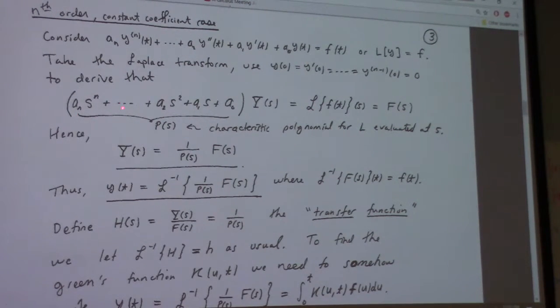The next step is we divide by this polynomial, and that gives us Y of s equal to 1 over p of s times F of s. Our solution is then the inverse Laplace transform of 1 over this polynomial times the Laplace transform of the force function. You in engineering like to call this 1 over p of s the so-called transfer function, and the reason is it's connected to convolution.